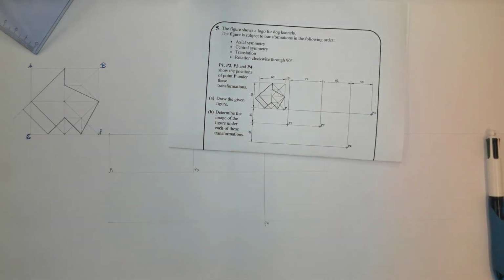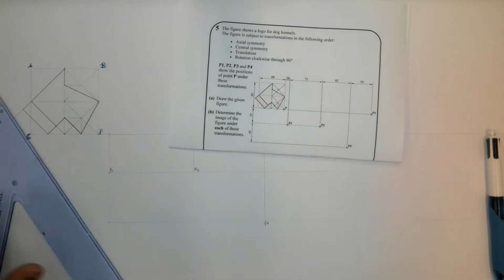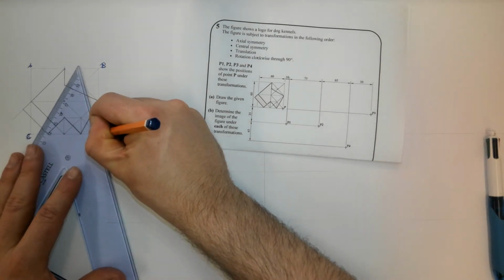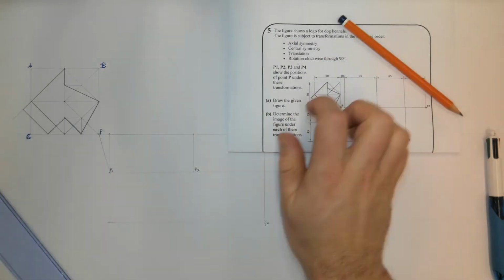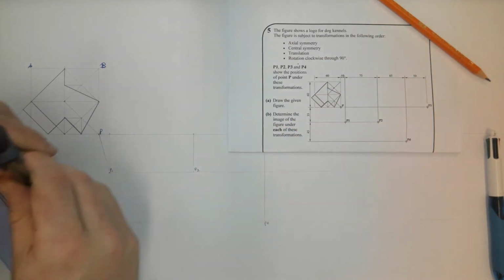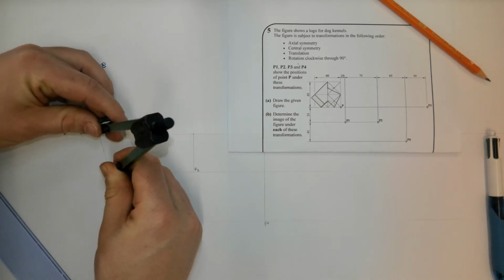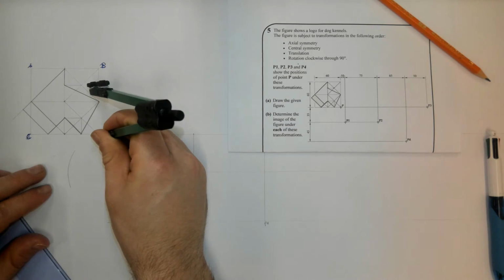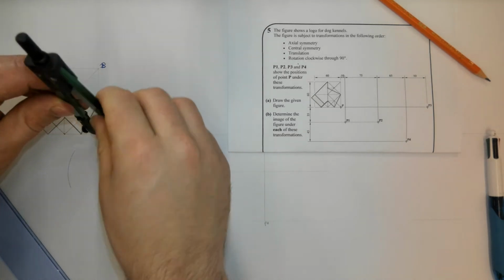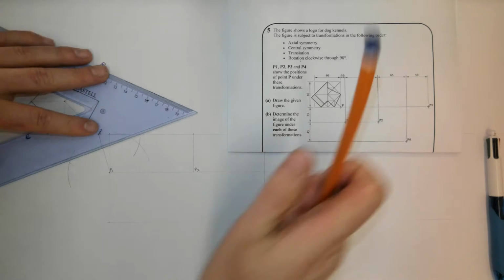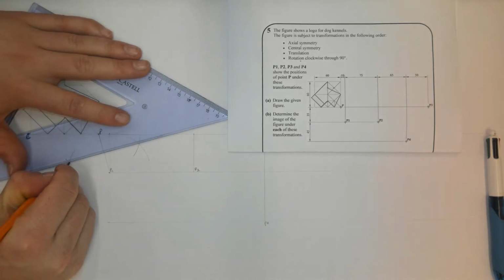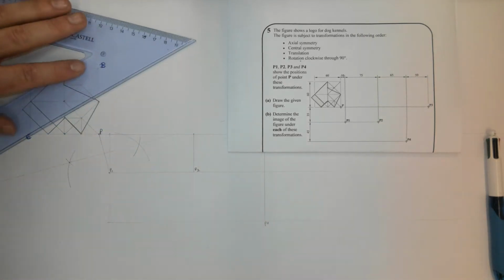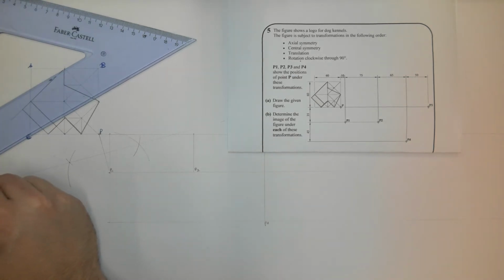Right, now we need the axis of symmetry, so we're going to join P to P1. We're going to take our compass and bisect the line, with the compass set to the length of P to P1. So bisect the line, and this is our axis of symmetry. So all the points move perpendicular to this axis.